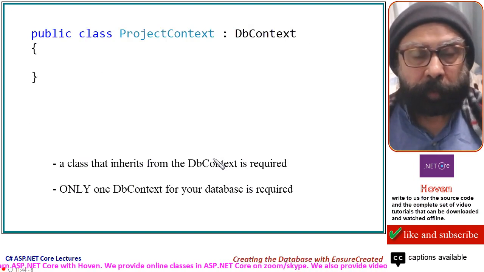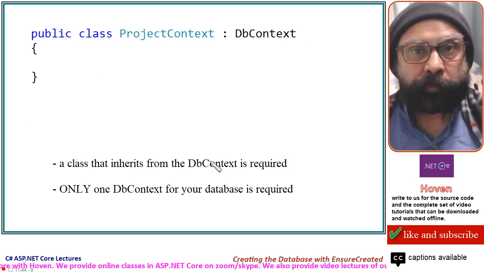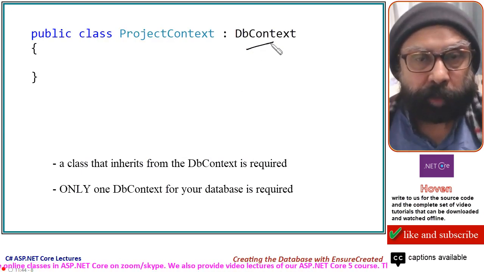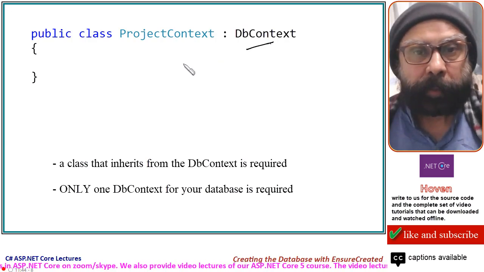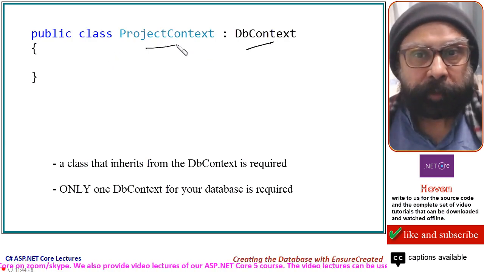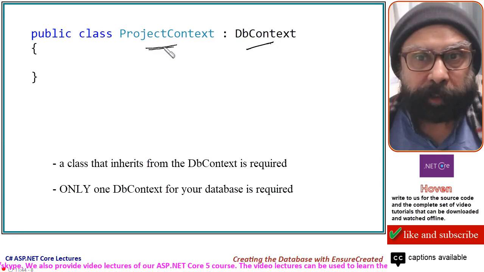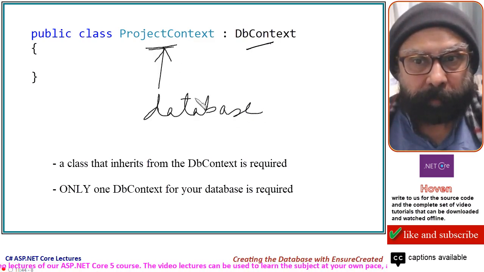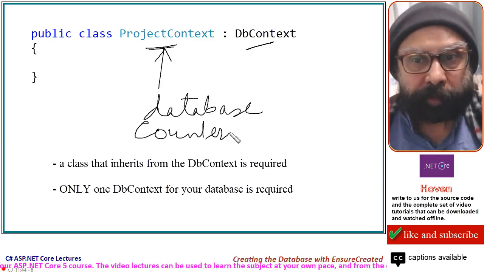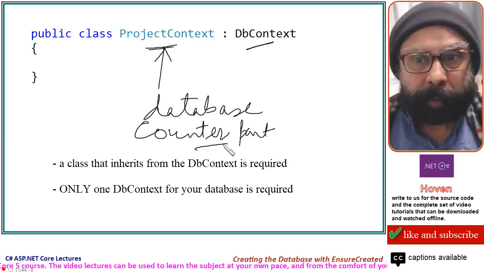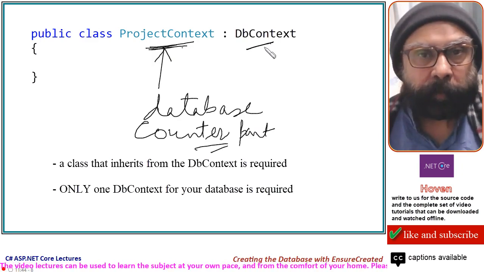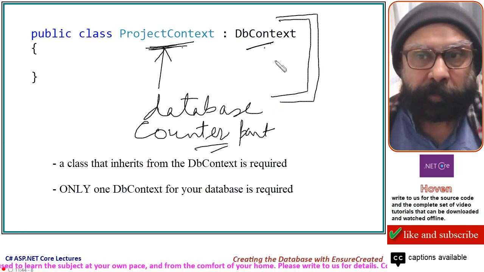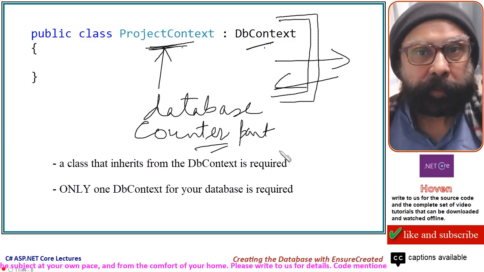Now, your project must therefore contain a class that inherits from the ready-made DbContext. For example, we have called a class public class ProjectContext. This ProjectContext represents your database counterpart, I would say, and this context inherits from the DbContext, and this class has to be present in your project for to and fro communication with your database.